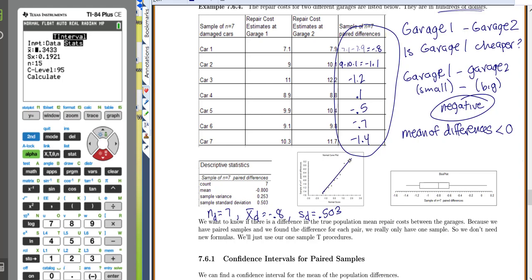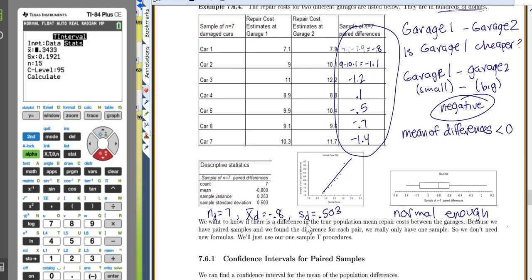Our normal curve plot looks fairly symmetric, or fairly like a straight line. Our box plot looks fairly symmetric. I would say it looks normal enough, which is good because we have a small sample size, so we want it to look normal enough.